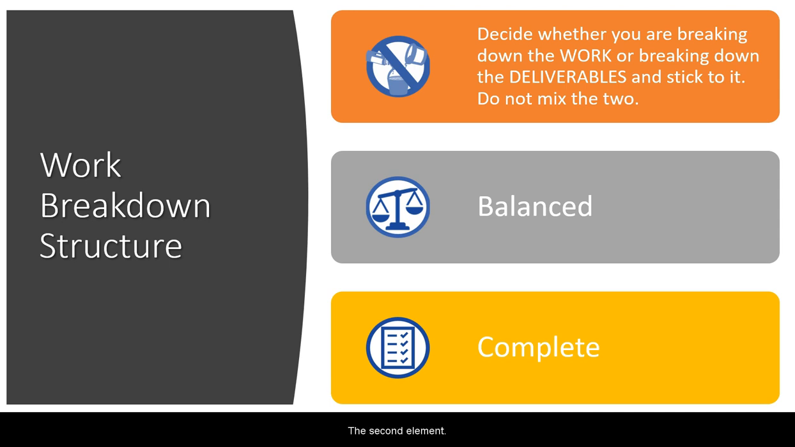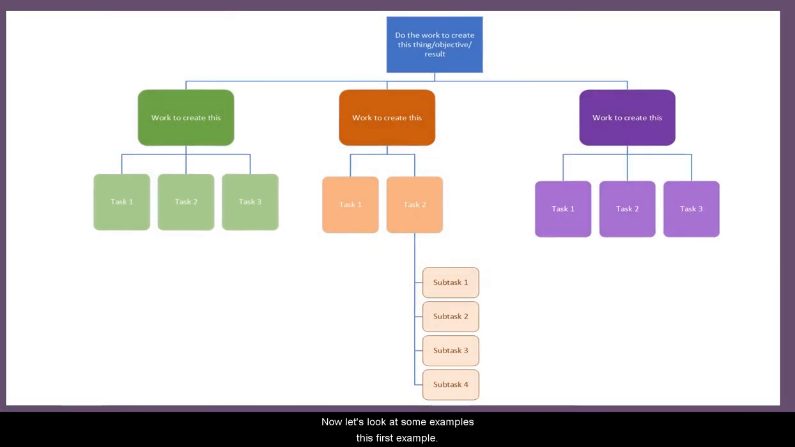The second element to focus on regarding a WBS is that it be balanced, and the last element is that it be complete. Now let's look at some examples. This first example is a WBS that breaks down the work.